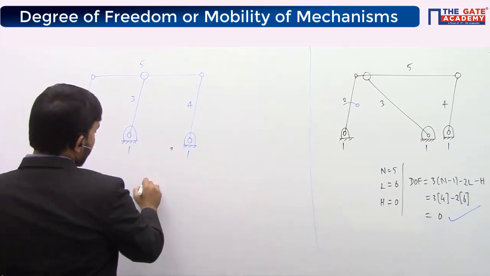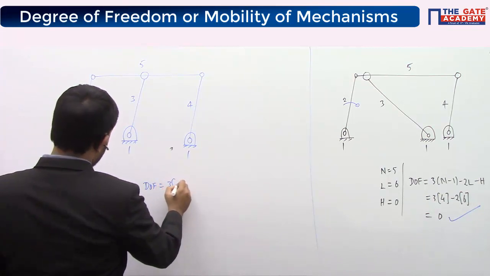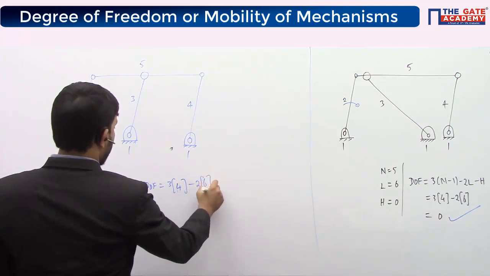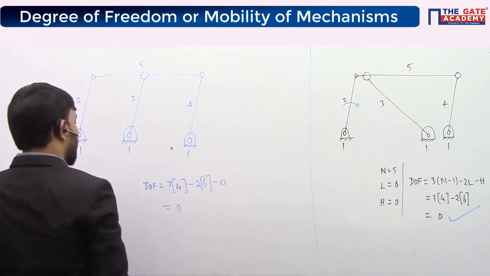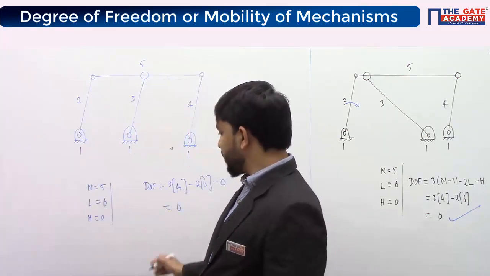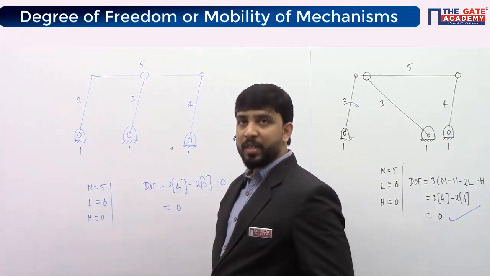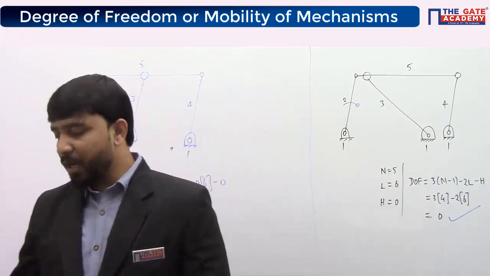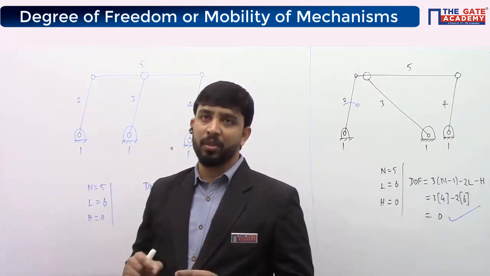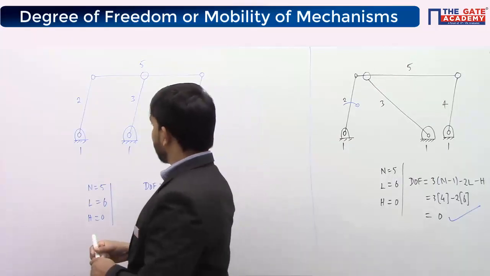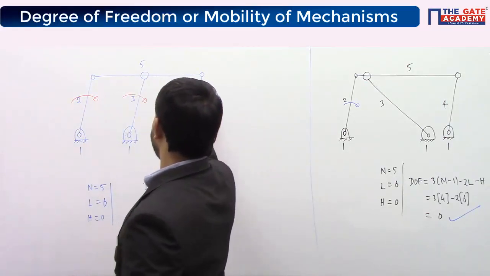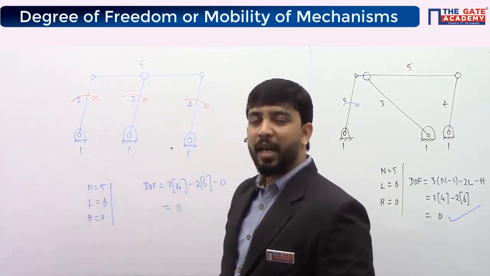If I try to calculate degrees of freedom for this mechanism, it is 3 into n minus 1, minus 2 times the number of lower pairs, minus the number of higher pairs. As per Kutzbach's criterion the result is 0, okay? But if you observe the mechanism, whenever I say degrees of freedom is 0, there should not be any relative motion between the links. But here, when I rotate link number 2, link number 3 rotates, and link number 4 also rotates. Here I have relative motion.